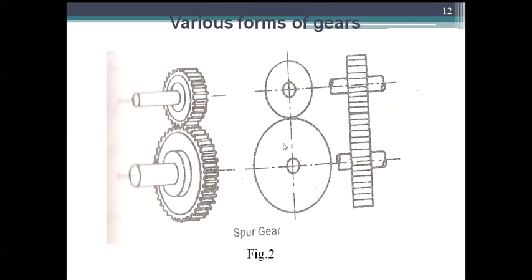So it has straight teeth. The gear teeth are parallel to the axis of the shaft also. So this is the spur gear. A spur gear has both shafts parallel, and the teeth of the gear are parallel to the axis of the shaft, and both are coplanar. Then it is a spur gear.